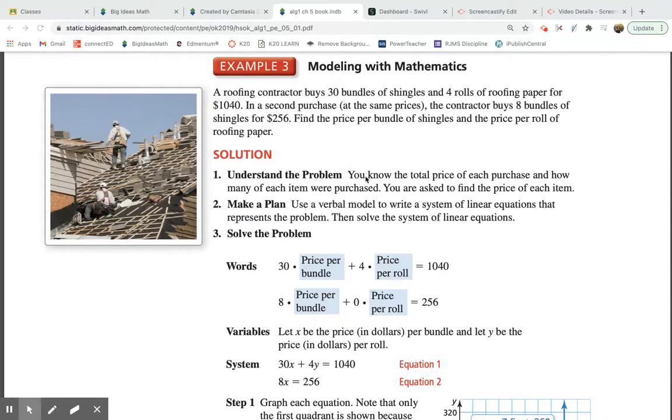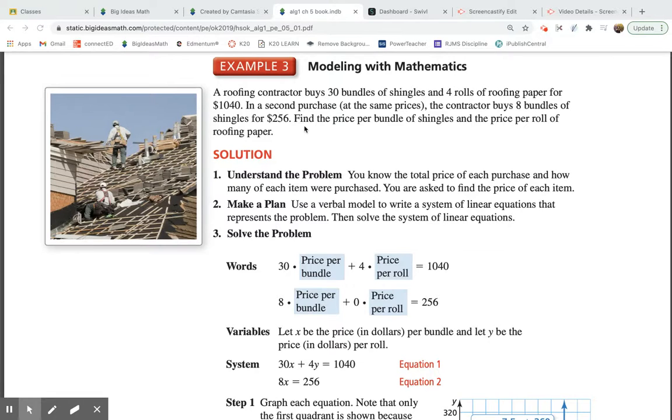Find the price per bundle of shingles and the price per roll of roofing paper. So we're having to find 2 things. So that's our x and y. So the hardest part is setting up your equations on this. So we know 30 bundles of shingles and 4 rolls of roofing paper. And these are all talking about prices. So I'm going to say bundles of shingles can be x, rolls can be y. So that would be 30x plus 4y is going to equal 1,040.